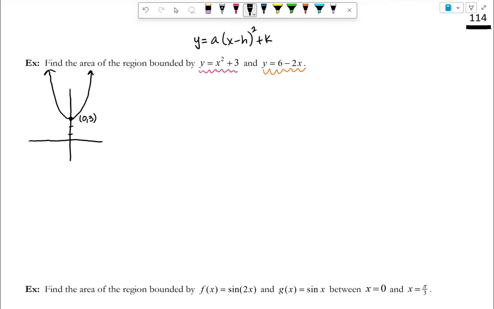And then we would also want to consider the line 6 minus 2x. And I'm just going to sketch a line with a negative slope.